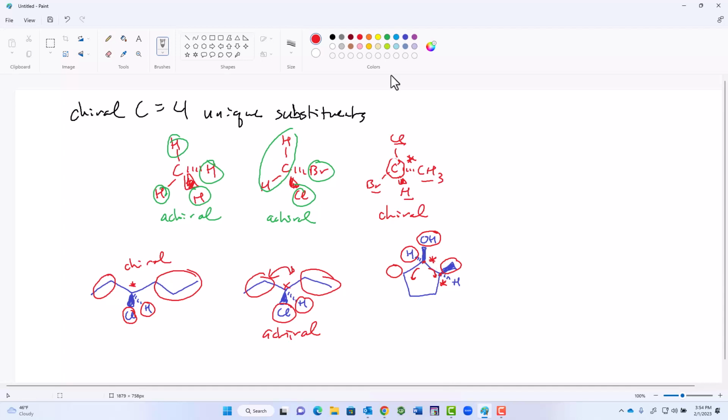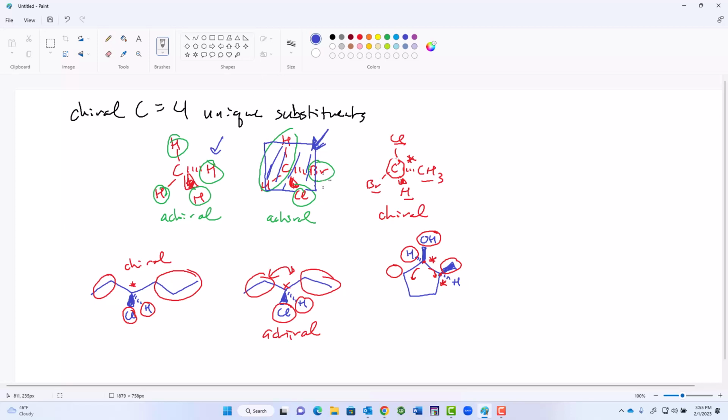What we notice is that achiral molecules, such as this one and this one, are all going to have planes of symmetry. So if we look at this molecule here, we can see that we can draw a plane of symmetry through the hydrogens. So these two H's are in the plane of symmetry, and the Cl is pointing out, this Br is pointing back through it. I'm sorry, we can see that these hydrogens are in the same plane.